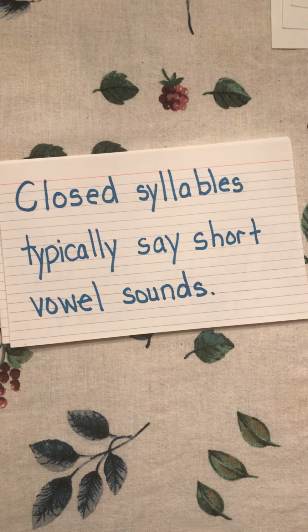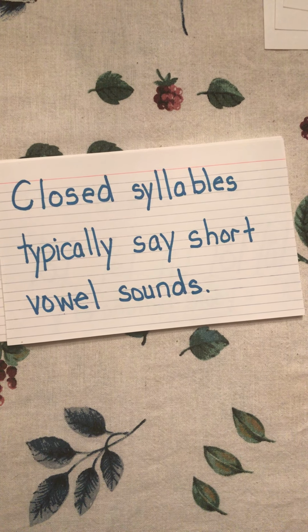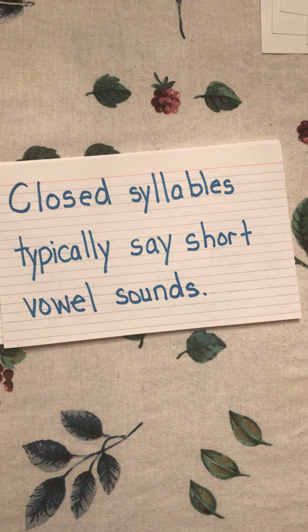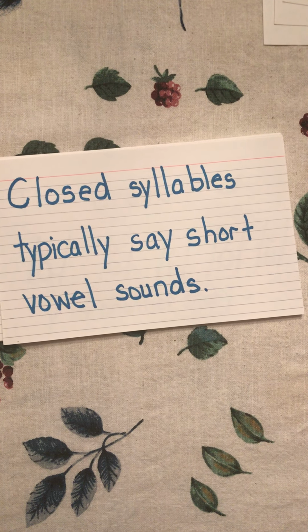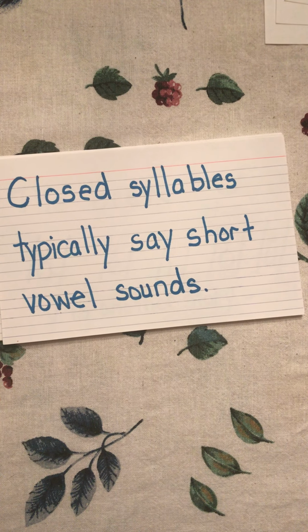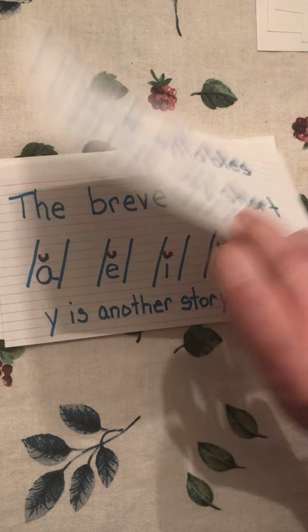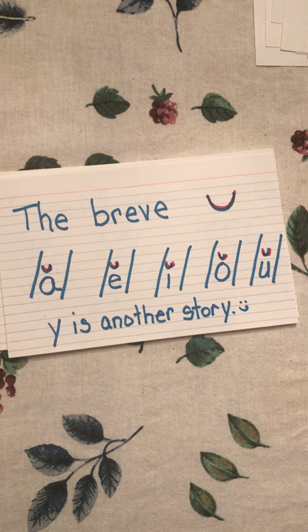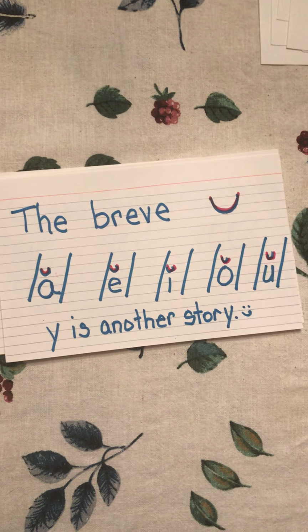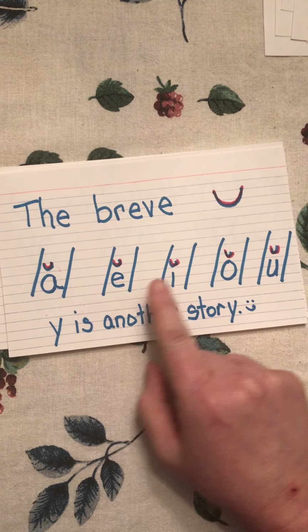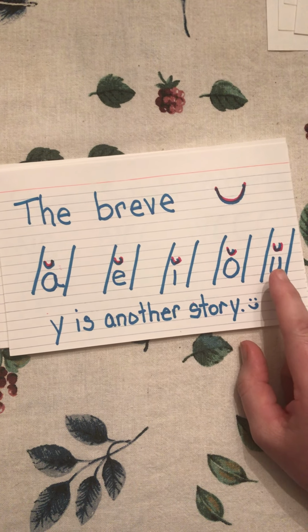Closed syllables typically say short vowel sounds. Now these are patterns that we're talking about. I don't like to call them rules, because rules are always made to be broken, but there are exceptions to the pattern. The breve, most of us have seen this little symbol right here above letters, and that usually tells us that it's a short vowel sound.